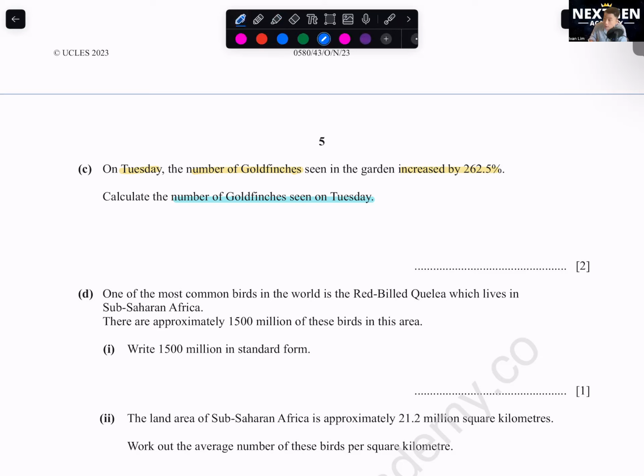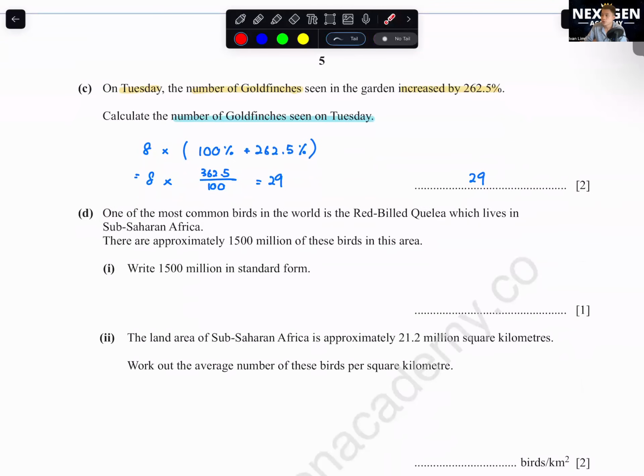So we will take 8 multiply, you can write it like that, 100. I'll just write down the working first. You have to write this line. Which is 8 times 362.5 over 100. So you get here 29. They say increase by, not it is 262.5%. Question D.